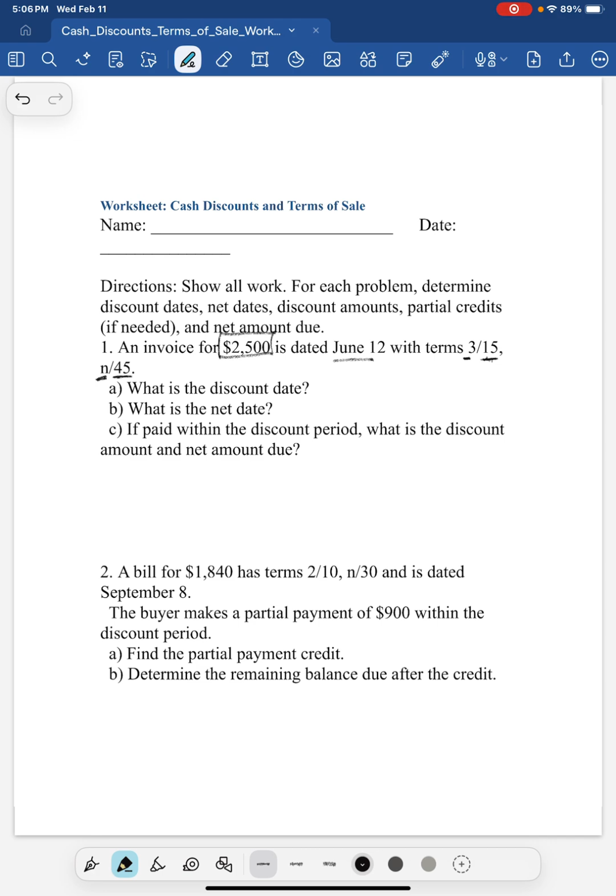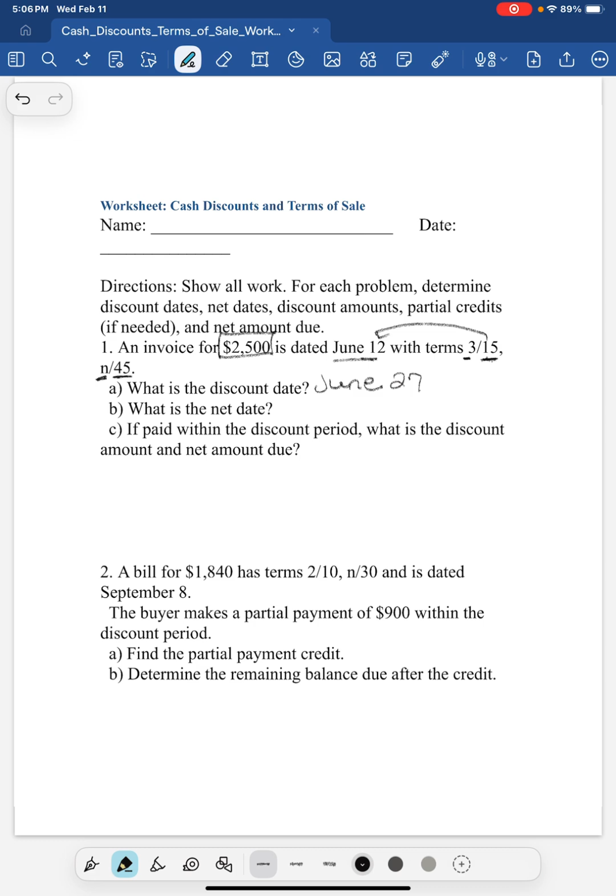Okay, so the first thing it asks us is, what is the discount date? Finding the dates is not particularly complicated. You might need to keep a calendar so you can remember which months have 30 days, which have 31, and don't forget February throws everything off, because it has 28 or 29 depending on whether it's a leap year. Okay, the invoice is dated June 12th, and you have 15 days. So all you do is add the 15 to the 12, and you need to pay by June 27 in order to get the discount.